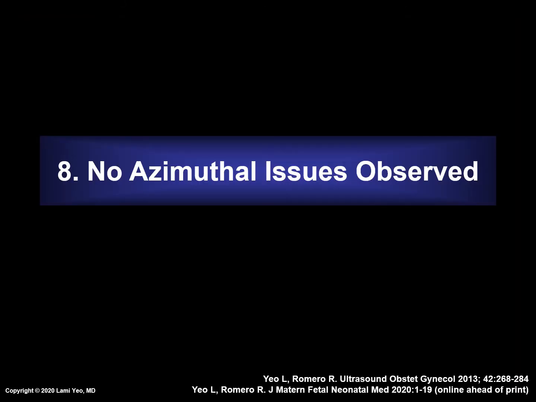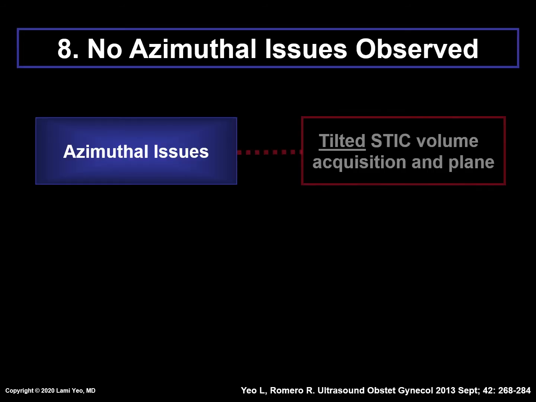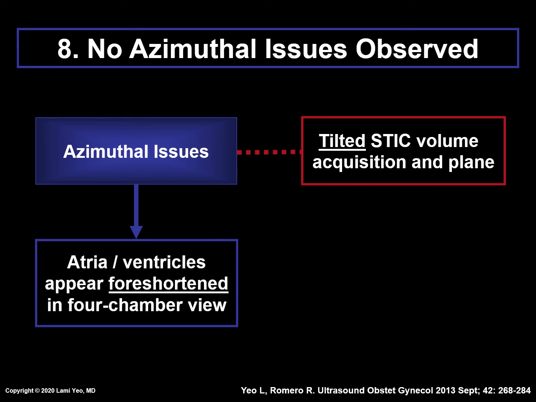The eighth stick loop criteria is that there should be no azimuthal issues observed. An azimuth issue means that there is a tilted stick volume acquisition and plane. So how can one figure this out? By watching the stick loop and noticing that the atria and/or ventricles appear foreshortened in the four-chamber view.